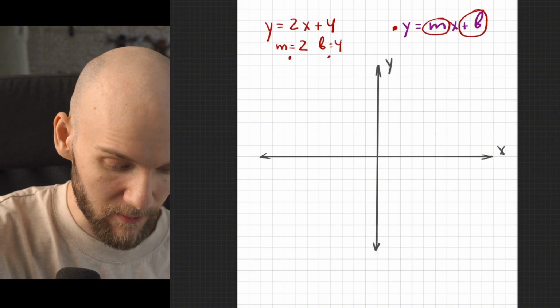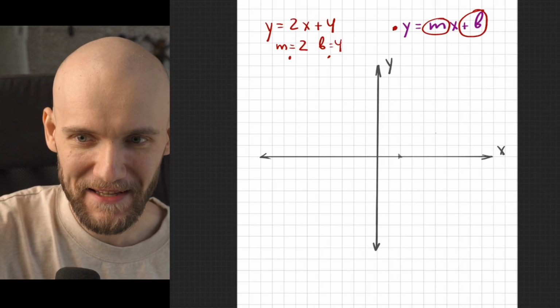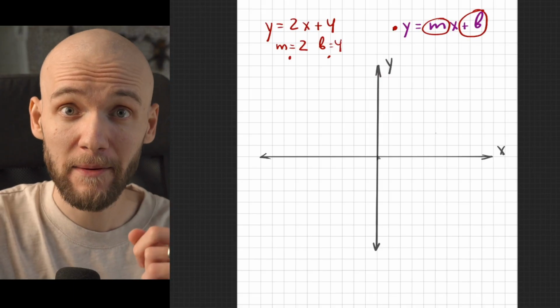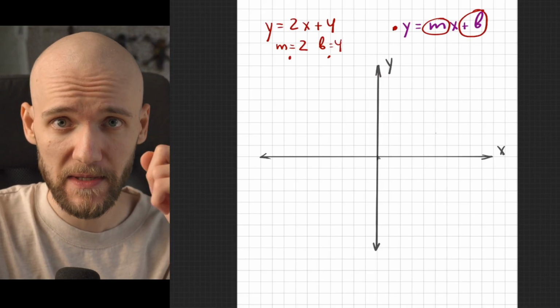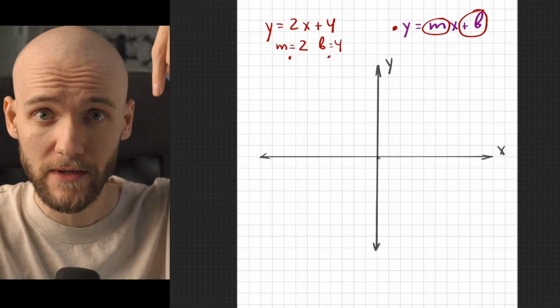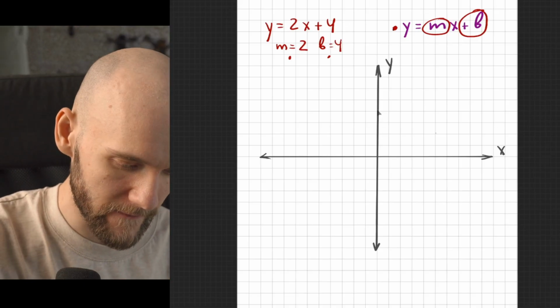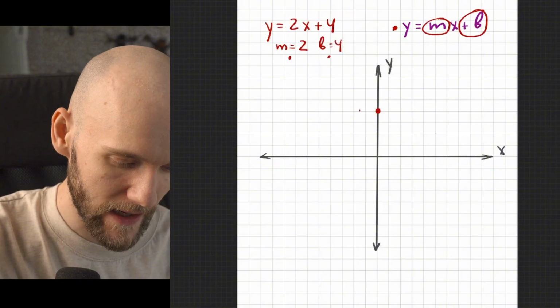So b is the point where you begin. It's your y-intercept. So you start from the beginning and you make exactly 4 steps up. Up because it's a positive number. If it was a negative number, you'd go down. So 1, 2, 3, 4. You find yourself here, and this is your y-intercept.